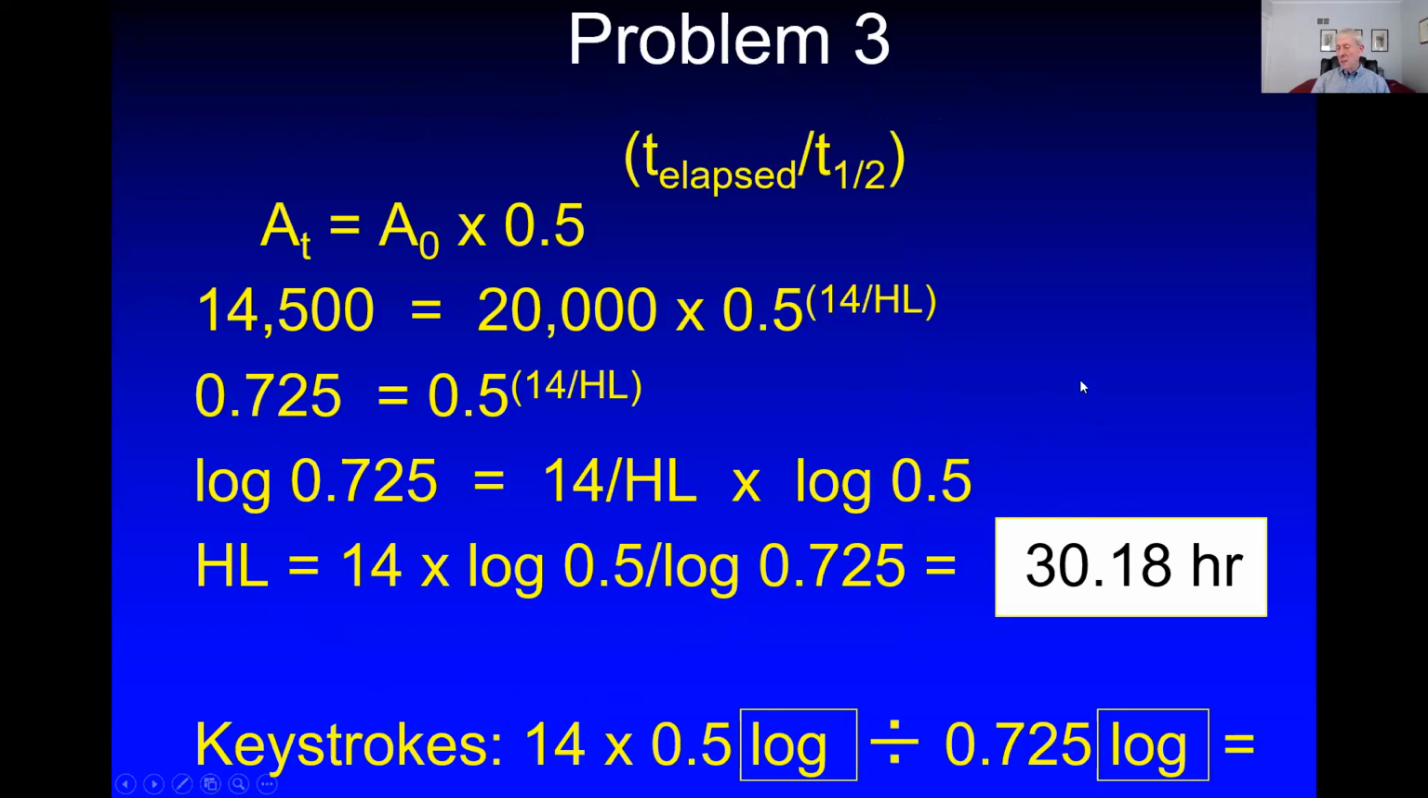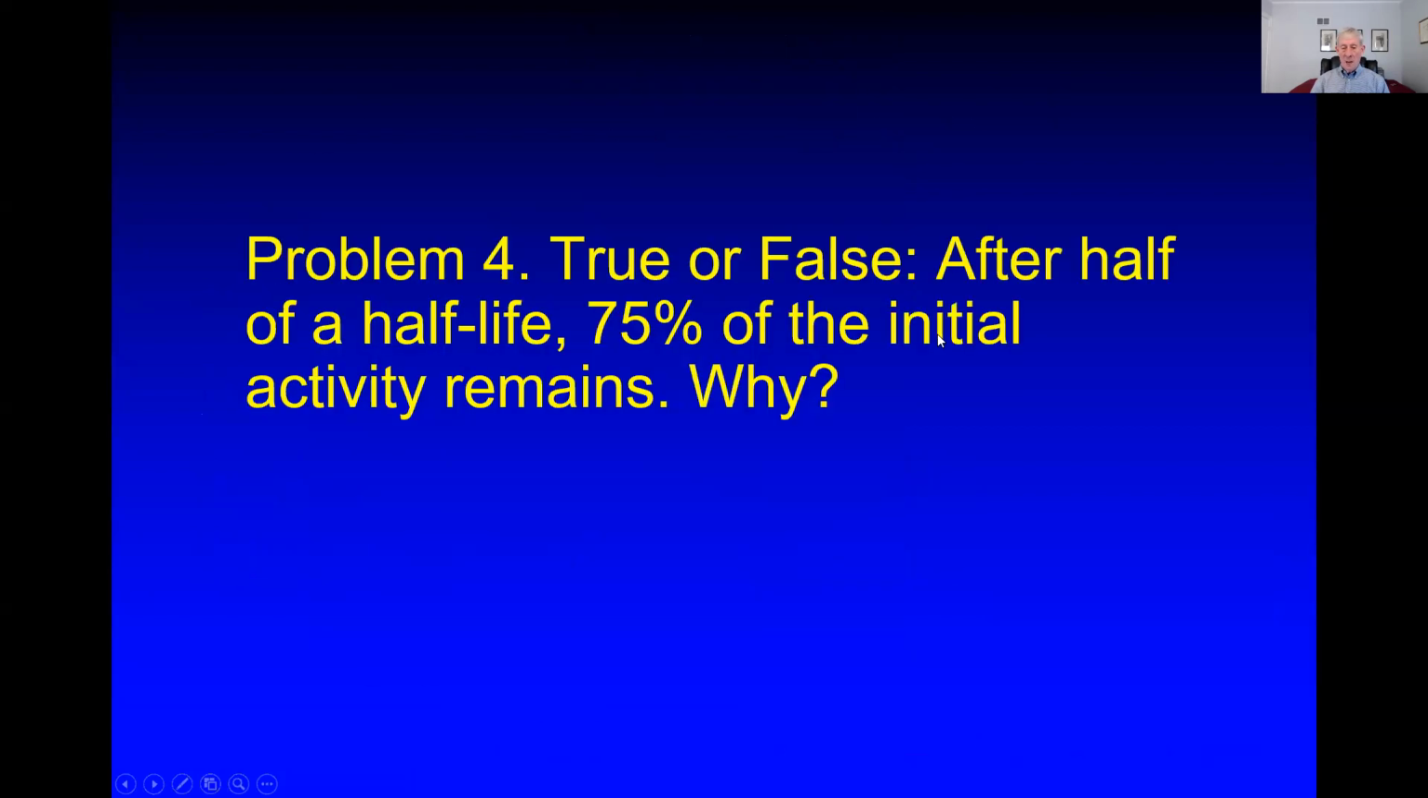It involves taking the exponent of a fraction and taking logs, and I think you're not going to get that problem. All right, true or false? After half of a half-life, 75% of the initial activity remains. True or false? We actually worked that in problem number 1. That's false. How do we know it's false? Because that's a linear extrapolation, right?